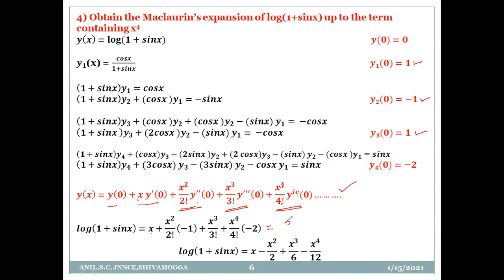This is equal to x plus, into minus minus, x square divided by 2 factorial, which is 2 into 1, 2, plus x cube divided by 3 factorial, which is 3 into 2 into 1, that is 6, plus, into minus minus, x power 4 divided by 4 factorial, which is 24. 2 by 24 is 1 by 12. This is the series. Make a note of this.